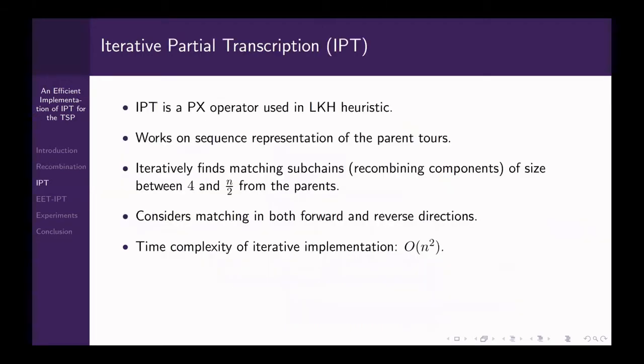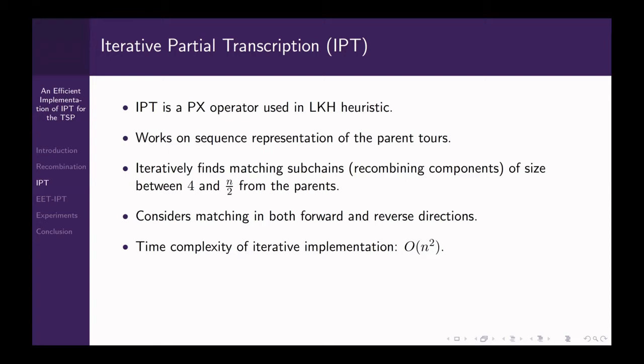Iterative partial transcription is a partition crossover operation which has been used classically in the LKH heuristic. This iterative partial transcription works on the sequence representation of the parent tours and iteratively in a loop tries to find all possible matching substrings of size between 4 to n/2 in either direction. That means both the parents are scanned in the same direction or they are scanned from two opposite directions. Therefore, the worst case time complexity of IPT is order of n squared.